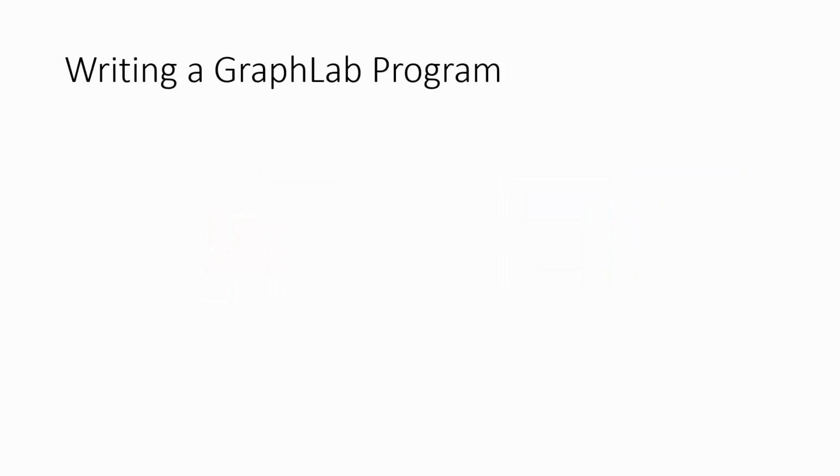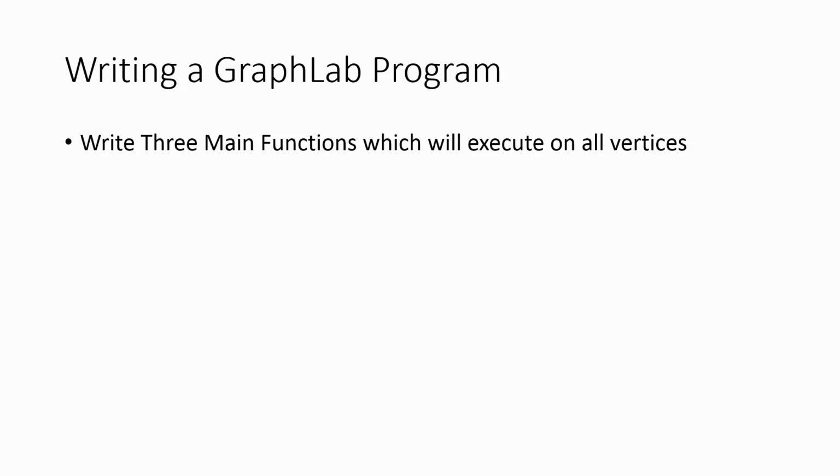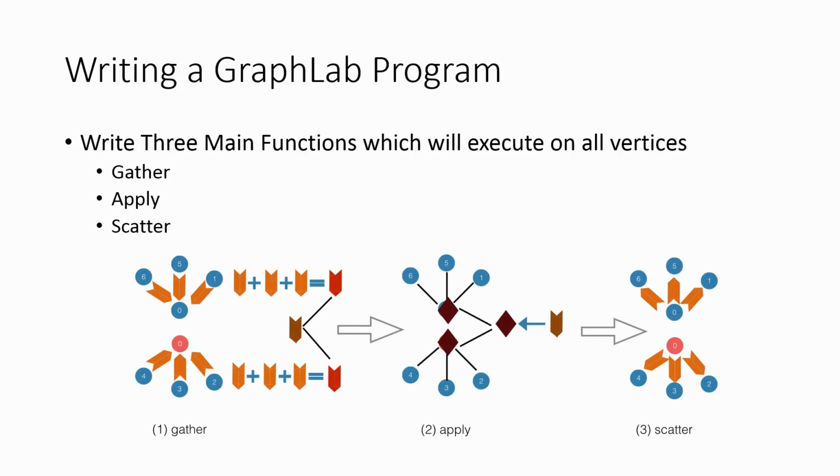So let's look at how you would write a GraphLab program. Similar to MapReduce, where you have two main functions that you have to write that will execute on all of the data, which are map and reduce, a GraphLab program has an abstraction known as the gather, apply, and scatter execution paradigm. In the gather phase, a vertex will retrieve all of the messages from all of its neighboring vertices. In the apply phase, it will compute some sort of aggregated value for all of the messages that it receives. And finally, in the scatter phase, it will send that information to all other vertices.